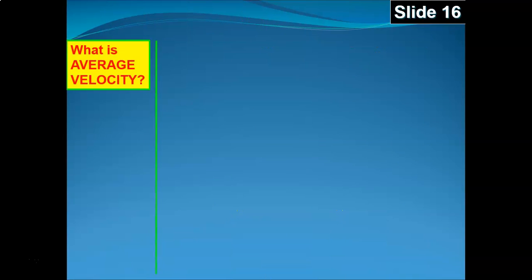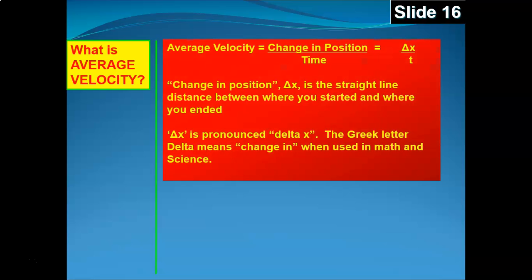What is average velocity? Average velocity is the change in position over the change in time. Change in position, delta x, is the straight line distance between where you started and where you ended. Delta x is pronounced delta x. The Greek letter delta means change in when used in math and science.